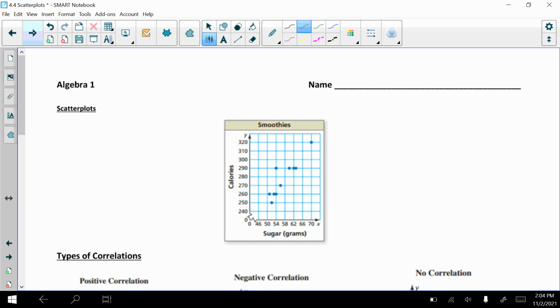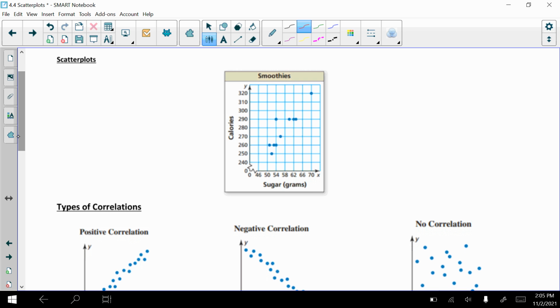So first, let's just talk about scatter plots, what they are, what they look like, what the pieces of a scatter plot are. So notice this picture right here. This is a scatter plot. These are always used to model some type of real life data. So in this case, we're talking about the sugar in grams and the calories of a smoothie. Sugar is on the x-axis, you'll notice, and calories of the drink are on the y-axis. And all these dots on this grid each stand for an individual drink.